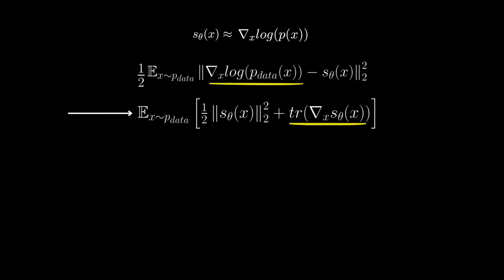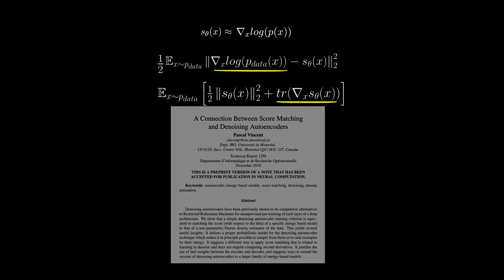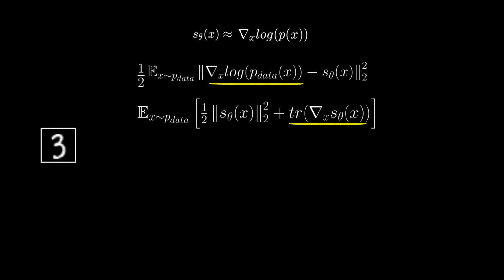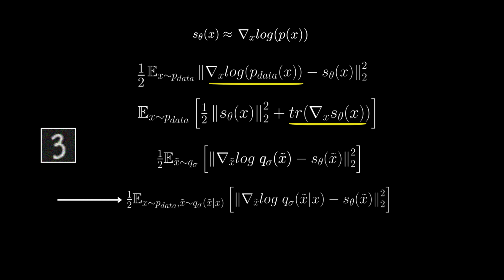Then in one of the papers, the authors found a connection between score matching and denoising autoencoders. The idea is that if we take our data points and add a small amount of noise to get a distribution q sigma over slightly noisy data points, then assuming the noise added is small enough, estimating the score of this perturbed distribution is close enough to estimating the score of p data. The authors proved that optimizing this objective ends up being the same as optimizing this final objective.